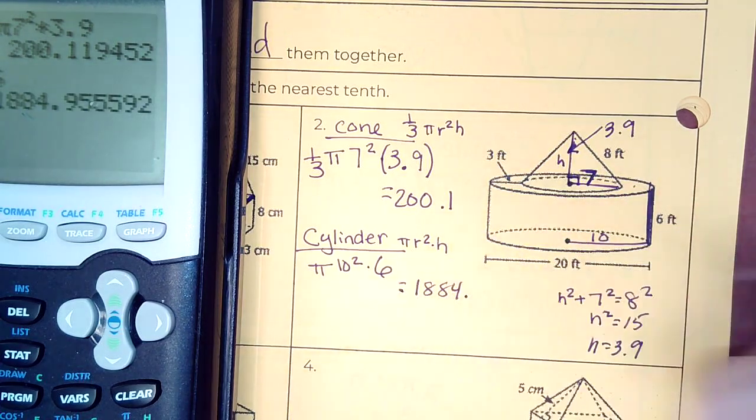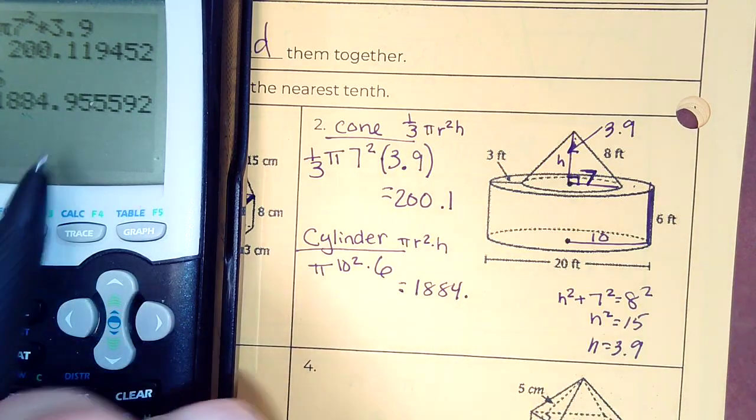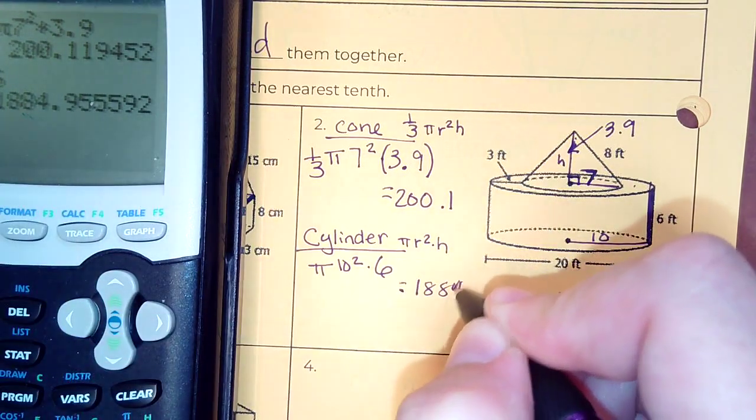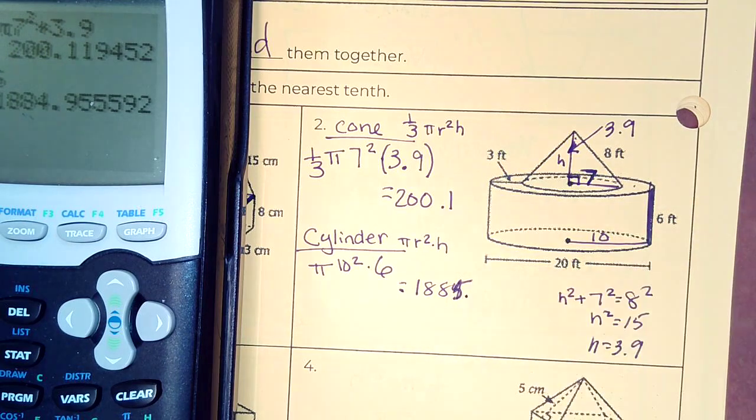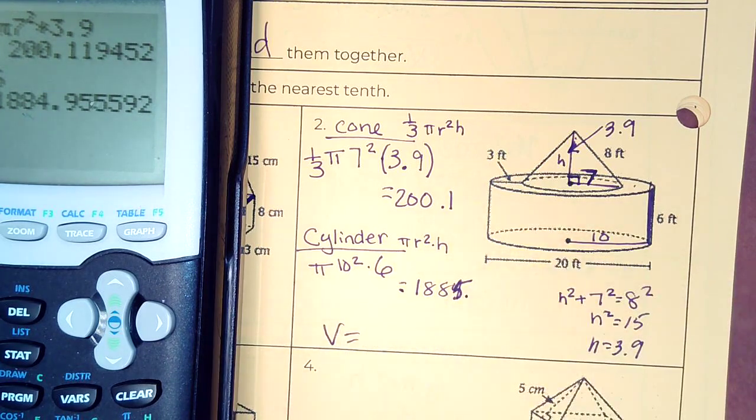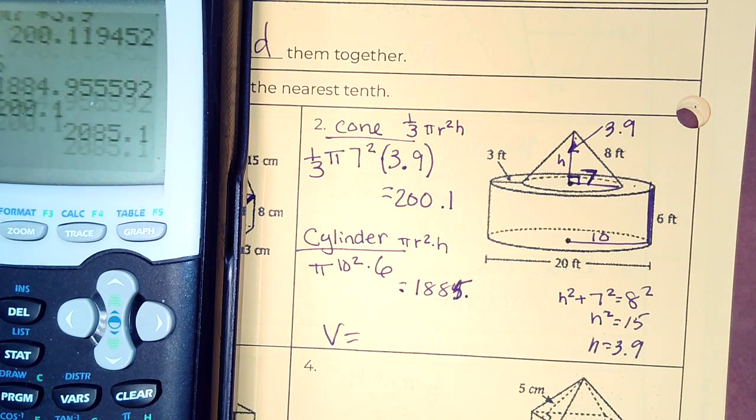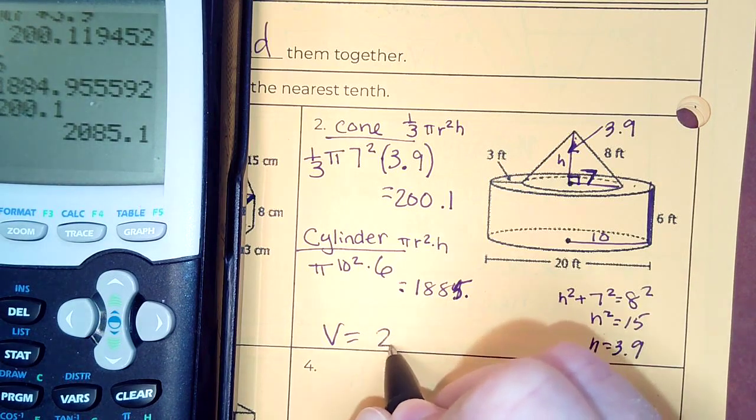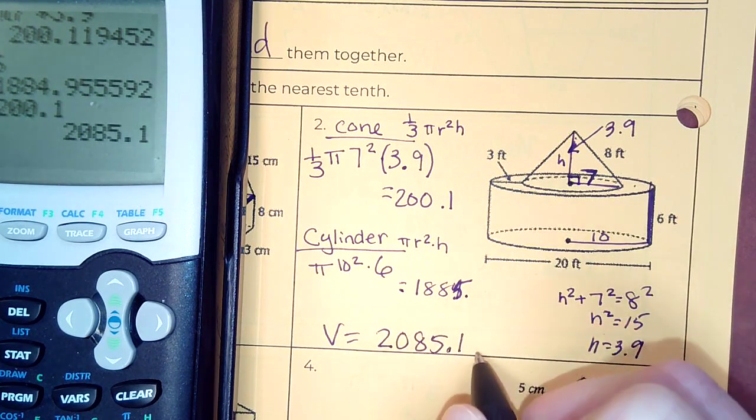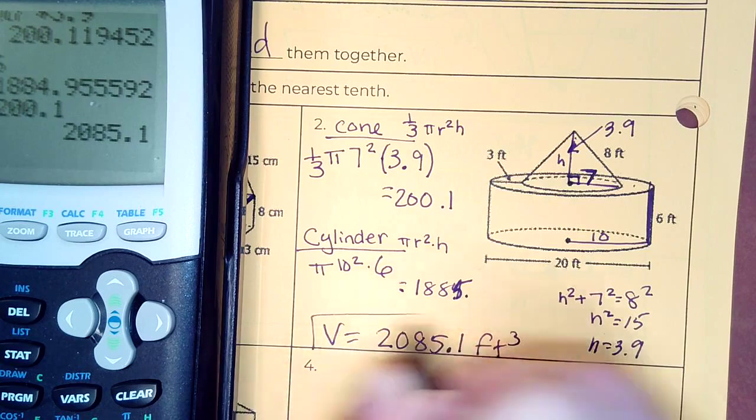1,884.9 and then 5, so actually it's 1,885. The entire volume is me adding those together. So 1,885 plus 200.1. 2,085.1 feet cubed.